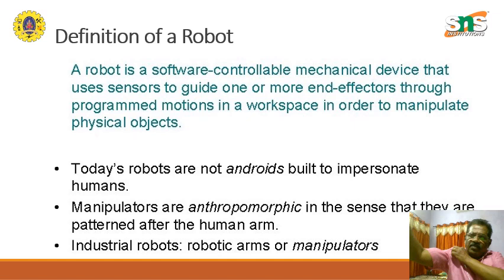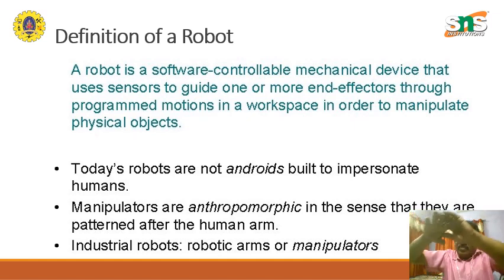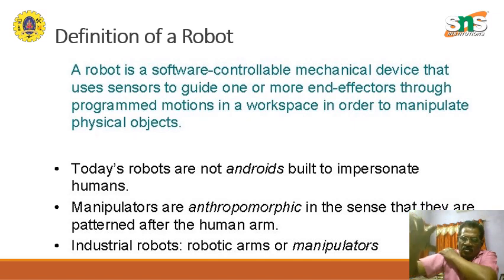Now, the human arm is like this. This part of the arm is what we are talking about. This is like an articulate robot. So you have the joints here, an elbow here, a wrist here, and then the end effector. Industrial robots, robotic arms and manipulators we are also going to look at. We are going to see how robots play an important role in manufacturing.